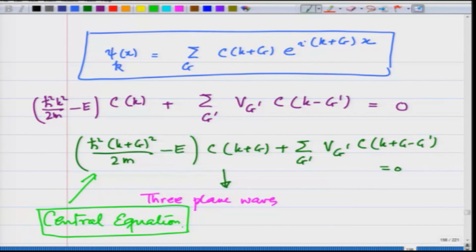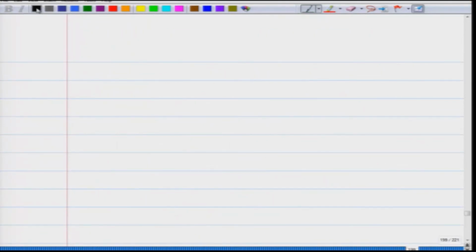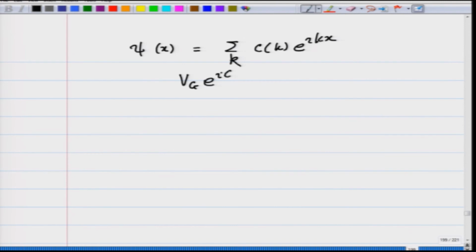Some of the books also bring this equation by writing psi(x) as summation over all k's c_k e raised to i k x, substitute this in the Schrodinger equation and then bring the same equation back, realizing that V_g e raised to i g x summation over g is the periodic potential, and therefore, only k and k plus g and all those terms come into the picture.